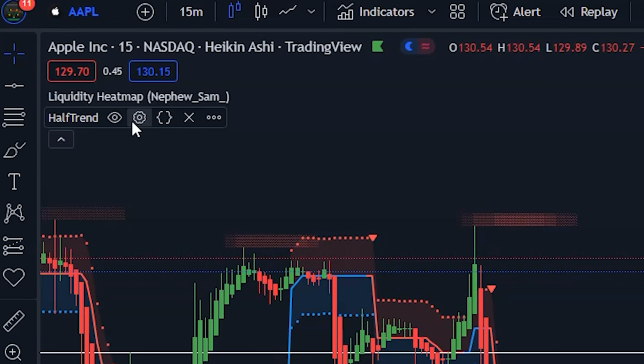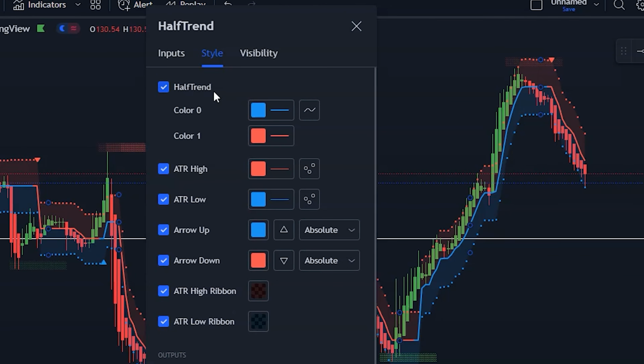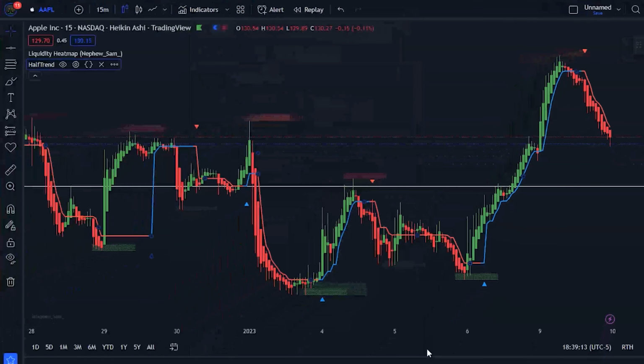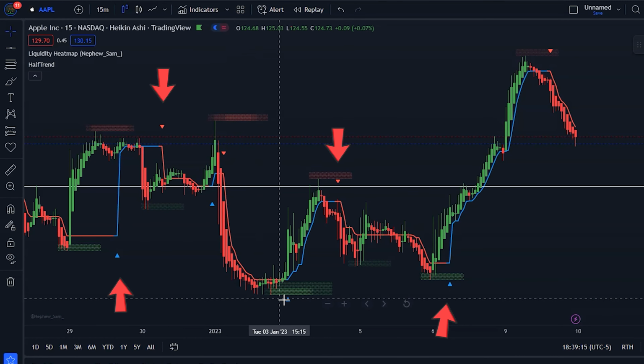So we're going to go to the half trend settings. We are going to keep the half trend on. We're going to take off the ATR high, ATR low. We're going to keep arrow up, arrow down, and we're going to take off the trend ribbons, both, right? Click OK. And now we have entries, right?